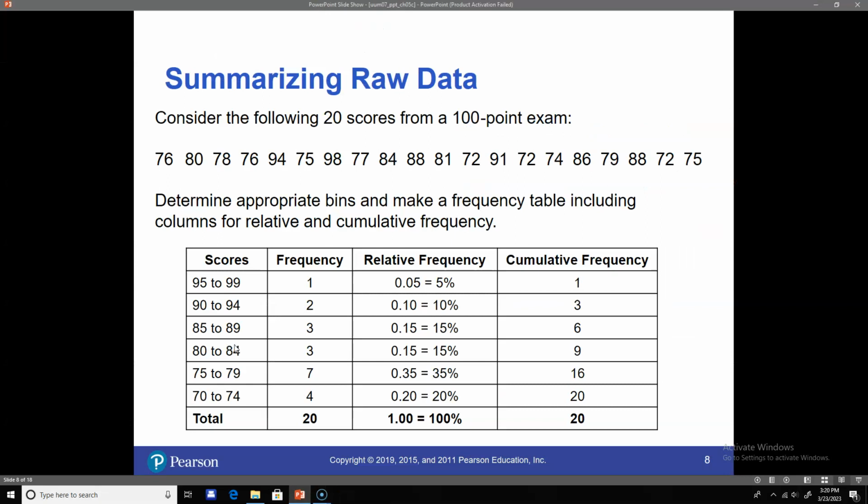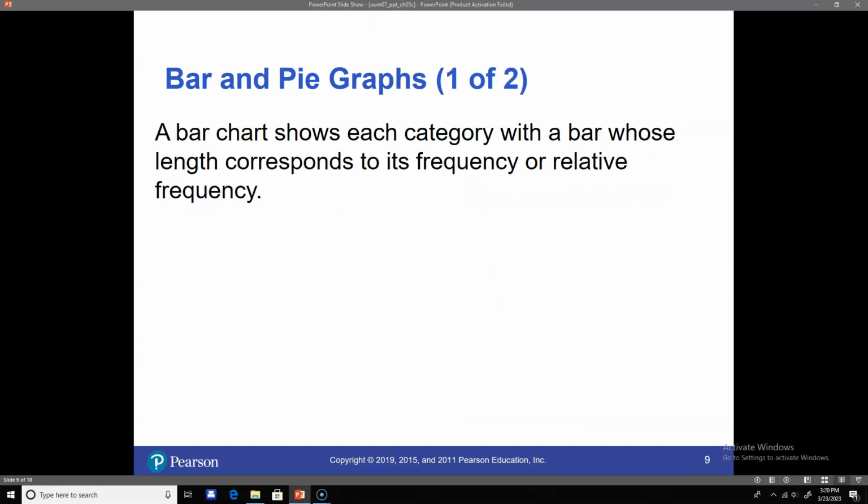So moving on from this slide, bar and pie graphs. Again, these are typically things that are associated with qualitative data. Bar graphs basically show a count of each thing in a category visually. Typically there's a gap between them, as opposed to a histogram, which represents quantitative data. And you don't have gaps because the intervals typically abut one another.